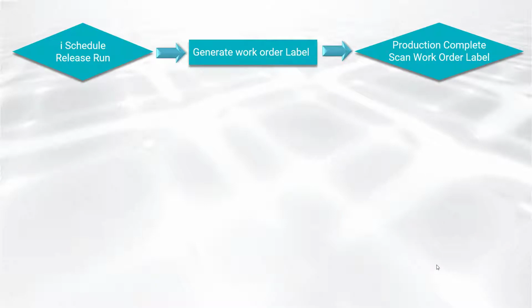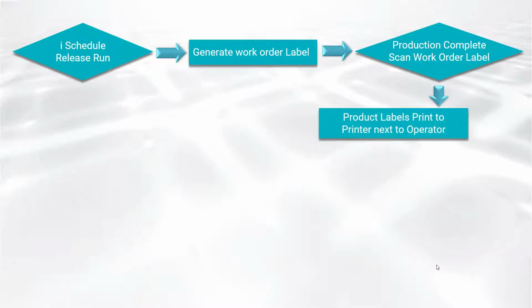So let's say in the Frontier software, for instance, you go into the iSchedule and you release a run. That run could generate a work order label that follows that product through manufacturing. When that production is complete for that particular product, you can scan that work order label and automatically have your product labels print to a printer right next to the operator, or you could have it print exactly where you want it to print, whether that's at a shipping dock or a packaging station.